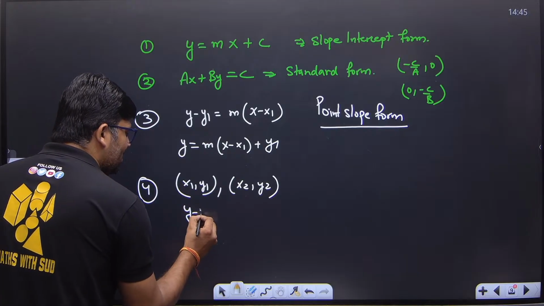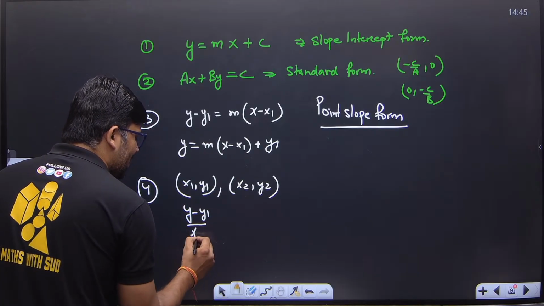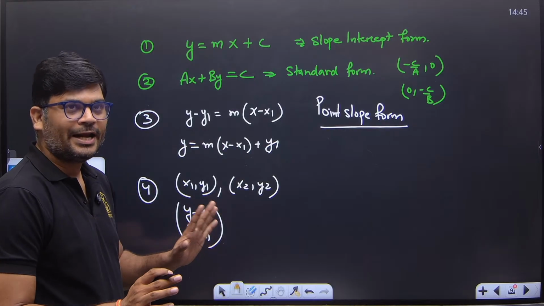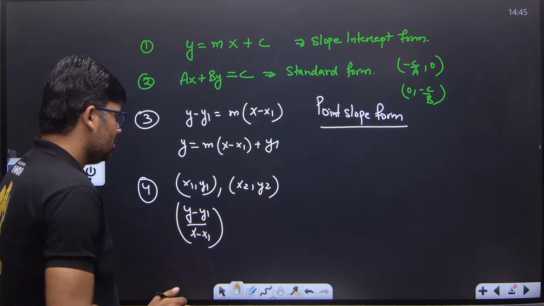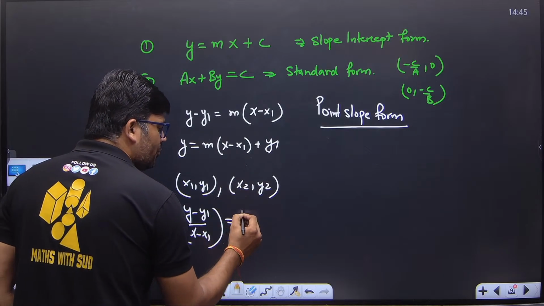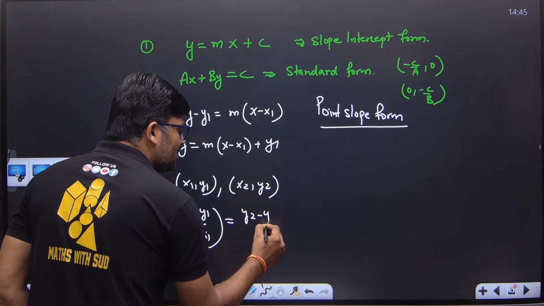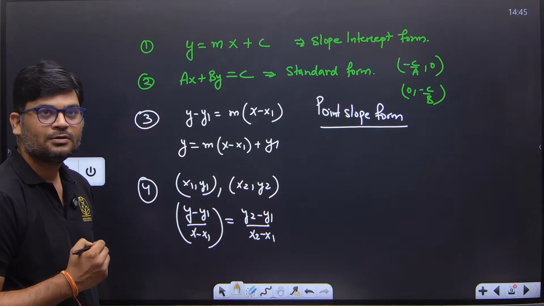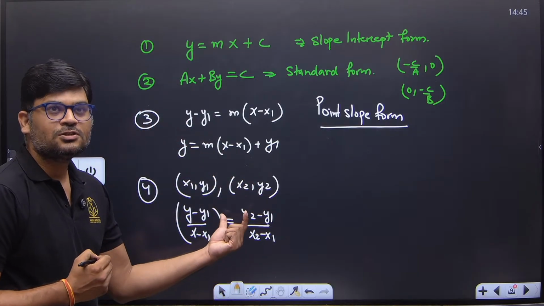So y minus y1 upon x minus x1. This is the slope. Equals m. But you don't have m, my dear. You've been given these 2 points, so you will write y2 minus y1 upon x2 minus x1. This is the slope.